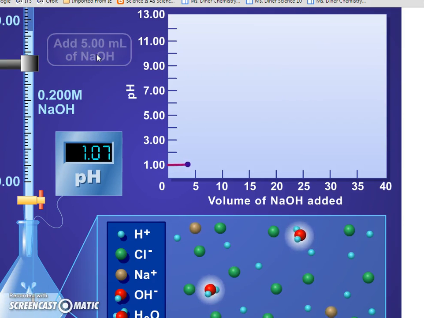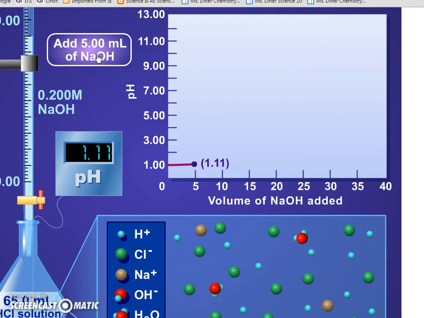You can see as we add it in, the sodium hydroxide, the red and blue, picked up the hydrogen ions and formed water. So now we have water in our molecular diagram. But notice what's really affecting the pH is just the presence of hydrogen ions. There is no free hydroxide, so you'll notice the pH in the first 5 milliliters hardly changed at all.